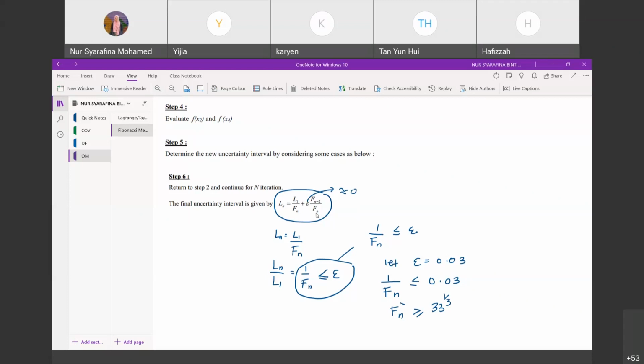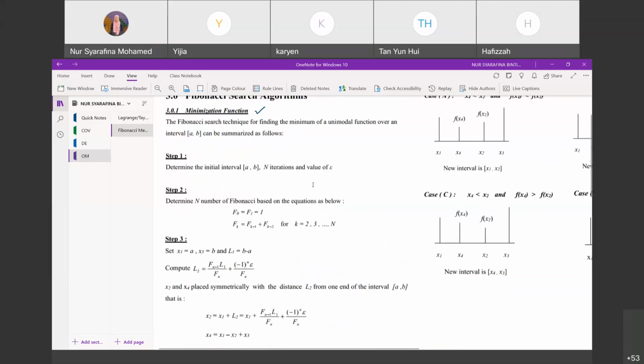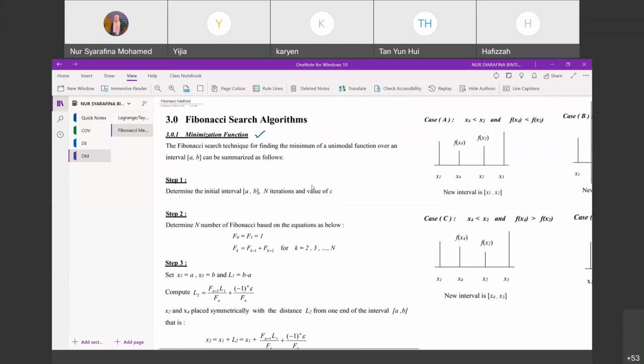So this Fn is determined by the number of Fibonacci. Fn here is the number of Fibonacci, where the Fibonacci number starts from 1. We determine the number of Fibonacci based on the equation. The Fibonacci number starts with F0 and F1 equal to 1, and the rest is Fk equals Fk minus 1 plus Fk minus 2.